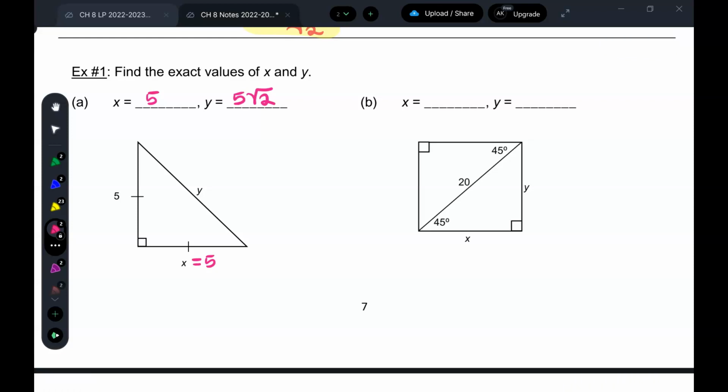Why is it root 2? Because that's part of the theorem. It's directly part of the theorem above. It's just always root 2. With a 45, 45, 90 triangle, it's always times root 2.